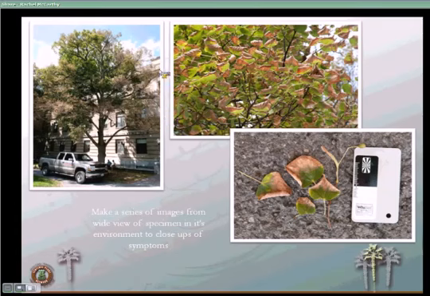In this case, you can see the tree is right next to this building, and big trucks and things park right next to it. So this might give the diagnostician a clue that the damage to this tree is some kind of mechanical damage caused by its proximity to the building, and maybe not a disease.